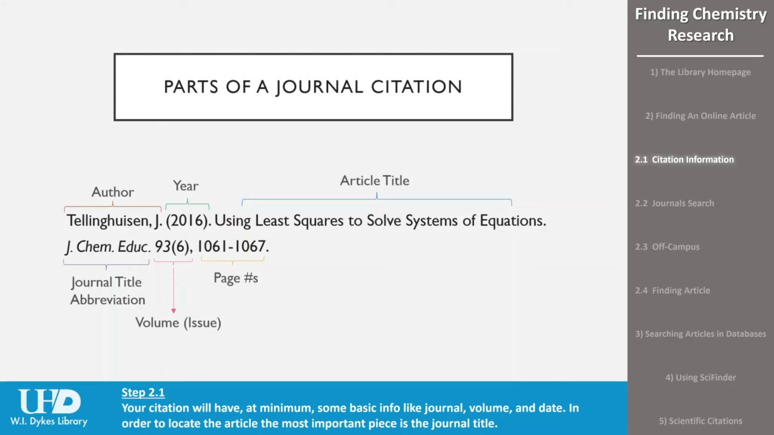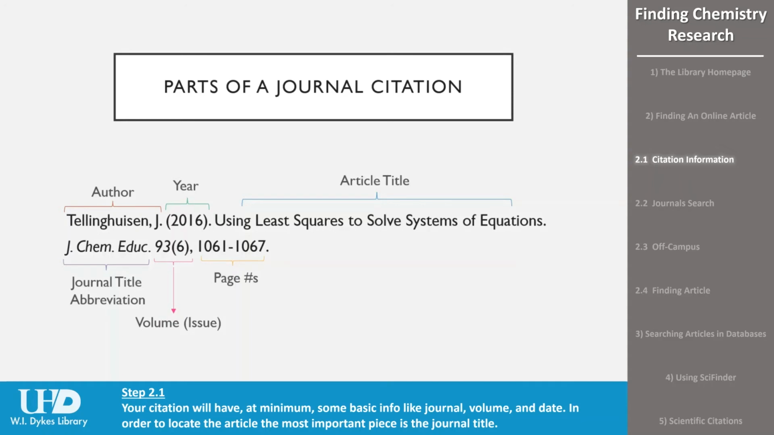In this example, the parts of the citation are labeled. Tellinghusen, J., the author; 2016, the year of publication; Using Least Squares to Solve Systems of Equations, the article title; J. Chem. Educ., the journal title abbreviation; 93, the volume number; 6, the issue number; and 1061 to 1067, the page numbers.